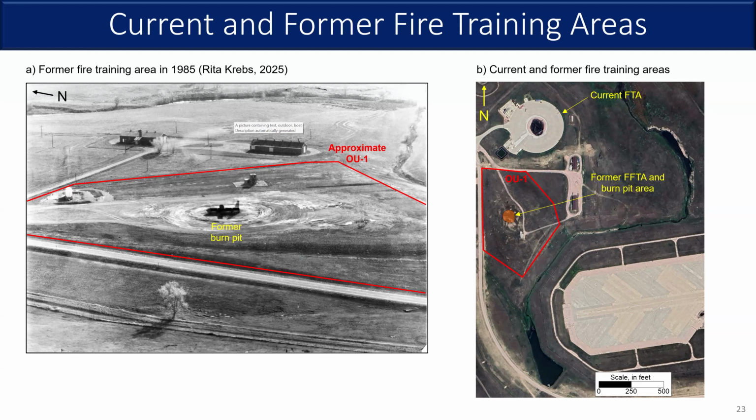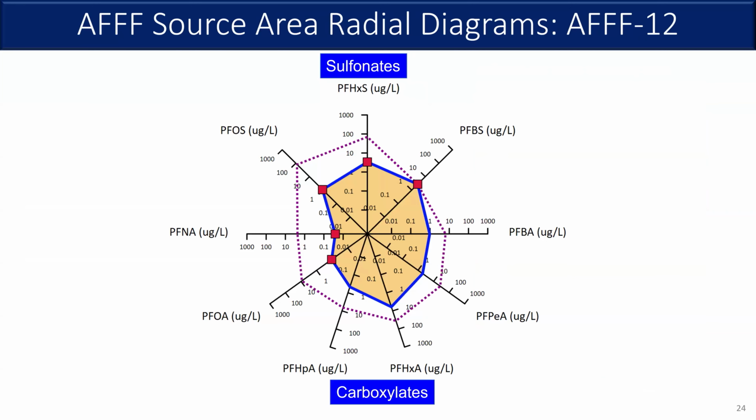So it's just an interesting picture to contrast the difference in how these burn pits were set up. So I'm going to show first a radial diagram map, and I wanted to talk about this is grouped in a certain way that helps you evaluate different types of trends for different groups of chemicals.